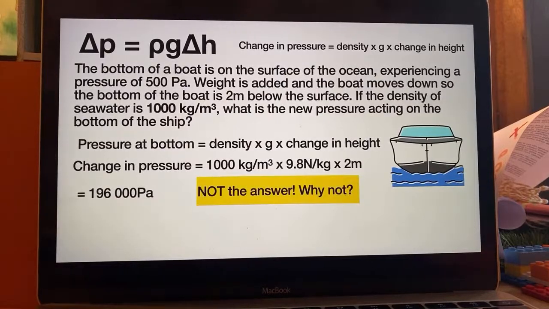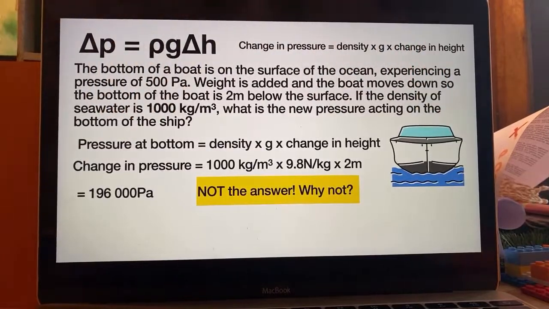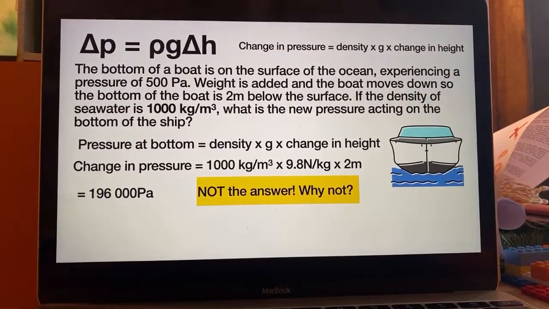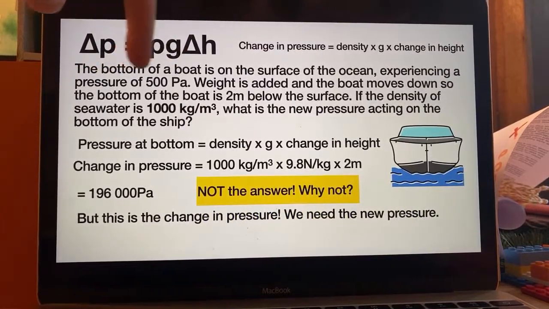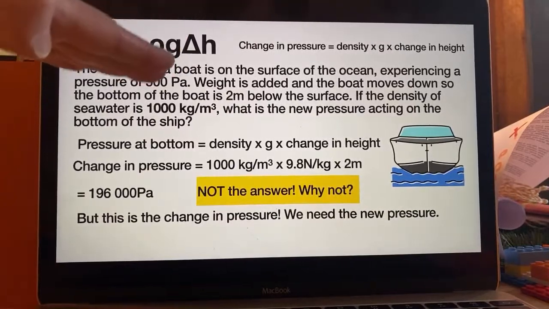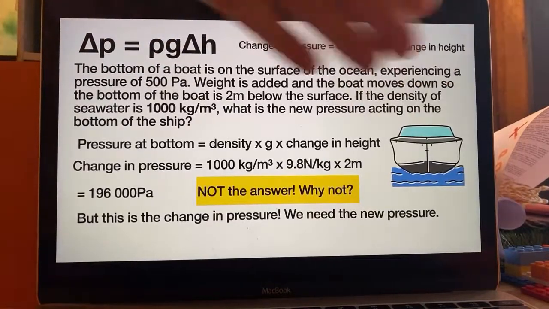But that's not the right answer, is it? Why not? Well, it's asking you what the new pressure is acting on the bottom of the ship. What's the complete total new pressure? Well, there was already some pressure at the top, like the atmospheric pressure. This 500 Pa is the pressure if the boat's at the surface, this must be the pressure of all the air pushing down. And that's still pushing down.